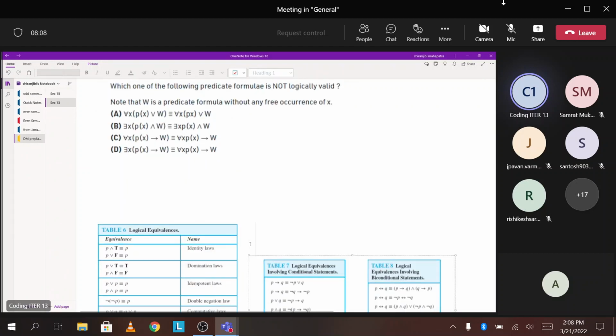Which one of the following predicate formulae is not logically valid? So how do we check whether a particular statement is logically valid or not? How do we generally check it? I think everyone has studied DM, so you will remember a little. Anyone, just respond. How do we check that two statements are equivalent? One method is basically by using the truth table.